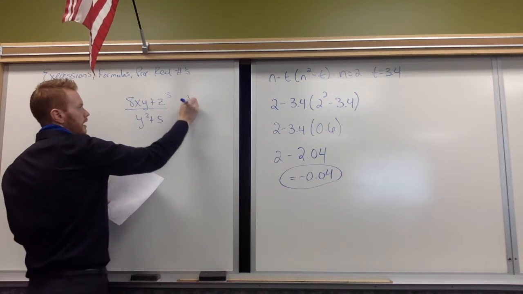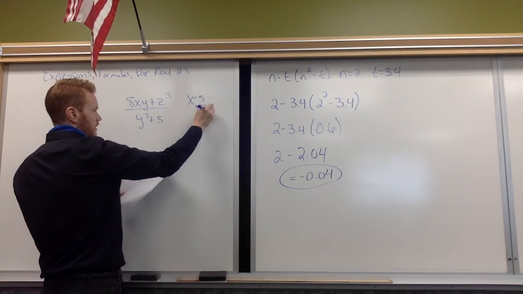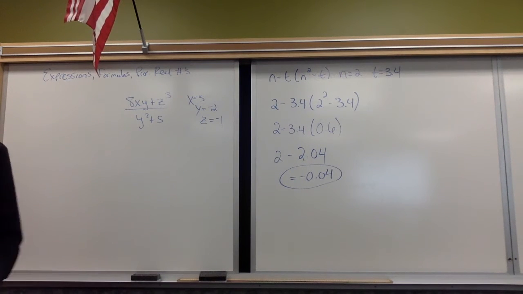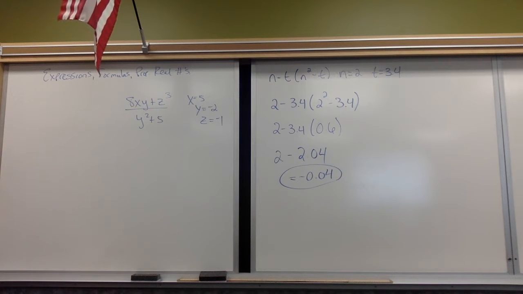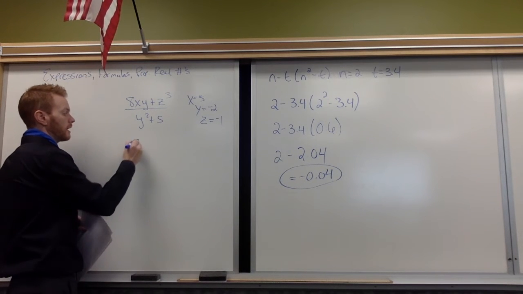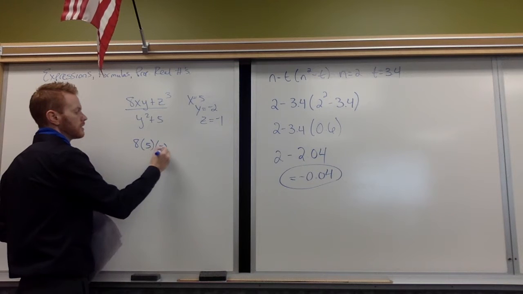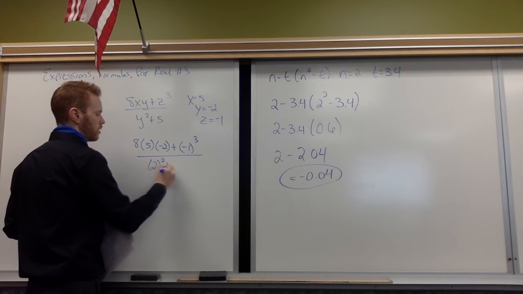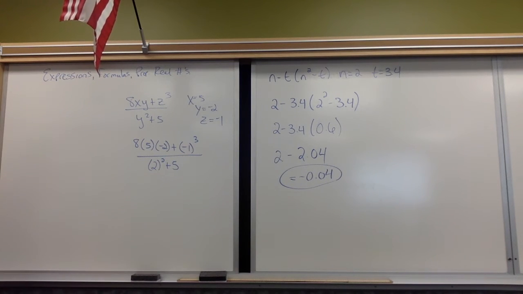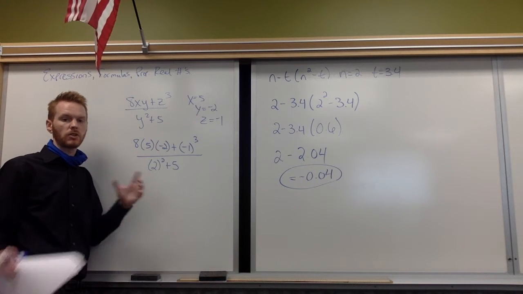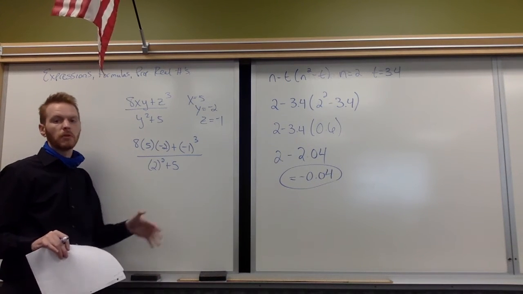Okay? And x is 5, y is -2, and z is -1. That's our problem. I encourage you to pause the video so you can do this yourself. Let's go ahead and start plugging these numbers in. So we have 8 times 5 times -2 plus -1 cubed over 2 squared plus 5. When you do a fraction with all these symbols, you want to simplify the numerator and then the denominator separately, and then afterwards divide what's left.